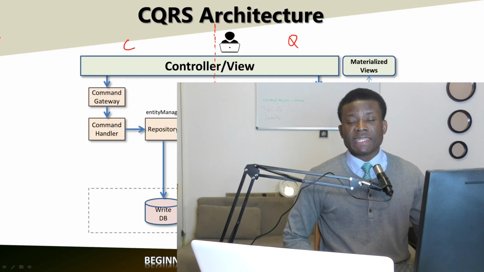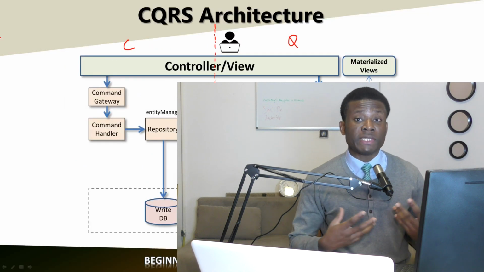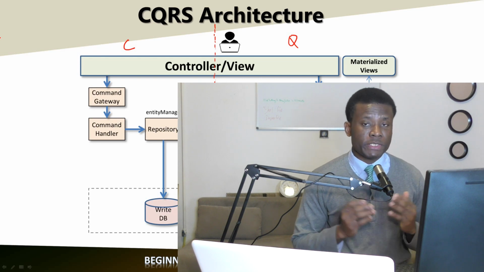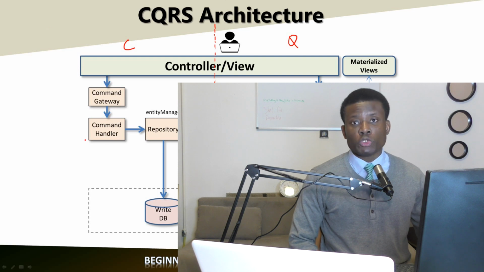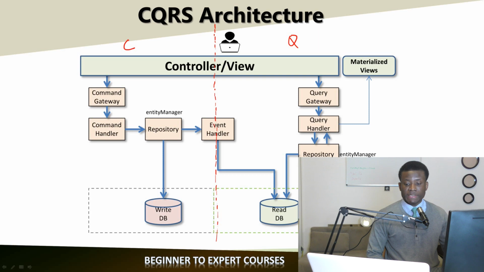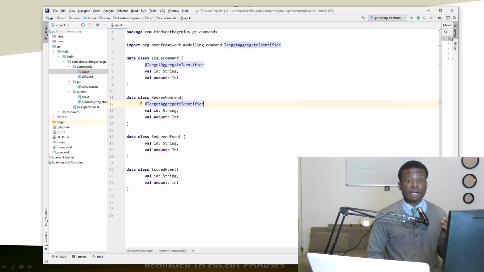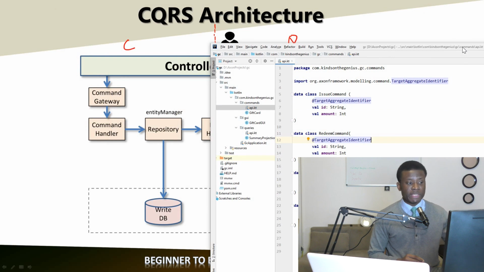So the objective of this class is to show you how the components of a CQRS architecture correspond to the files in a CQRS based application. So basically we have this architecture right here, and I also have the complete system, a demo application built using the CQRS architecture. I'm going to be explaining all the files you see here, all the Java files and the Kotlin files, and also show you how they correspond to each of the components in this architecture you see here.